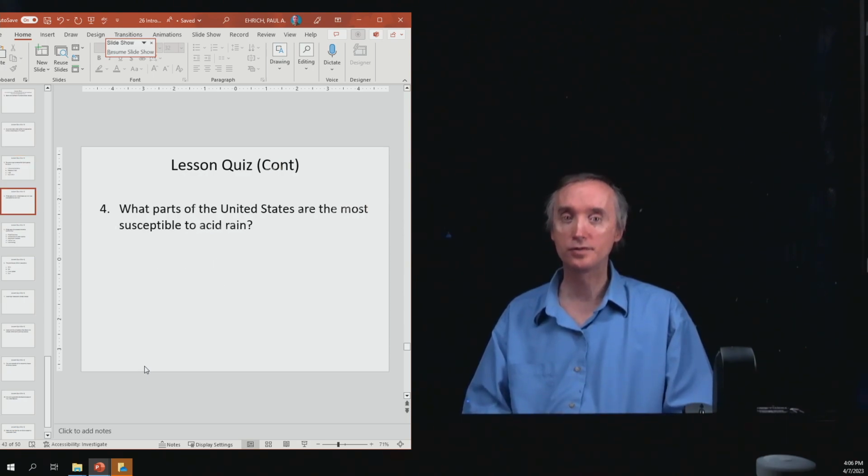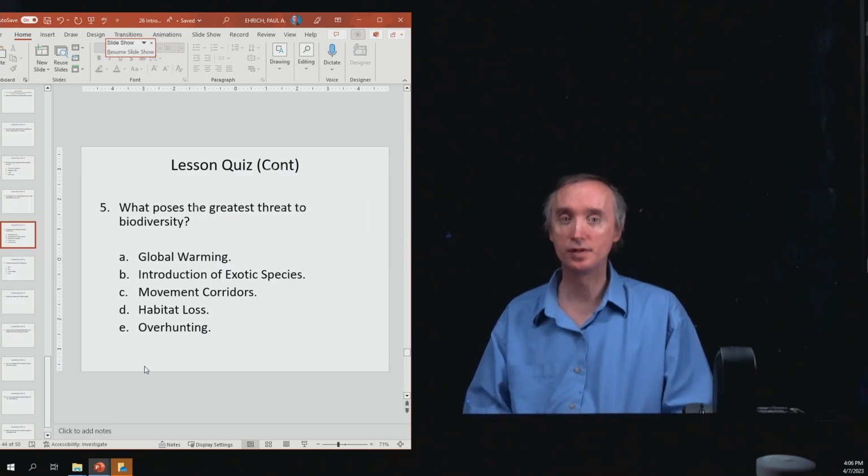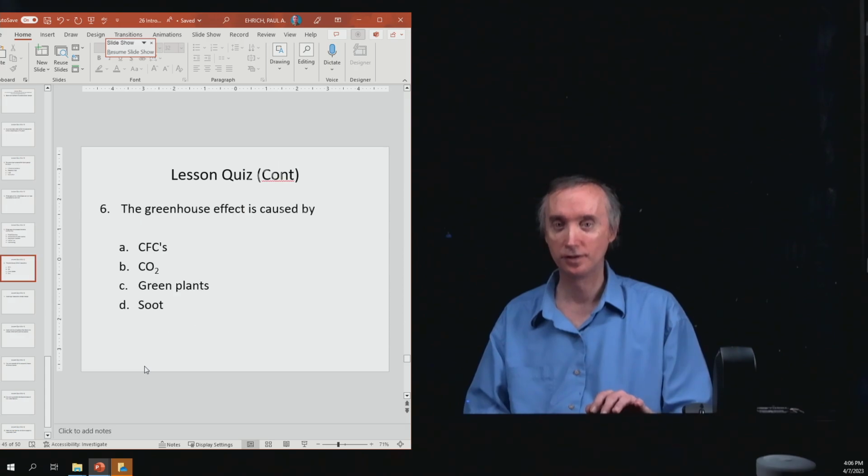Number four, what parts of the United States are the most susceptible to acid rain? Okay, so this is going to be the eastern coast of the United States. Number five, what poses the greatest threat to biodiversity? Is it global warming, introduction of exotic species, movement corridors, habitat loss, overhunting? And the answer is, it's a trick question, all of them. Number six, the greenhouse effect is caused by carbon dioxide in the atmosphere.